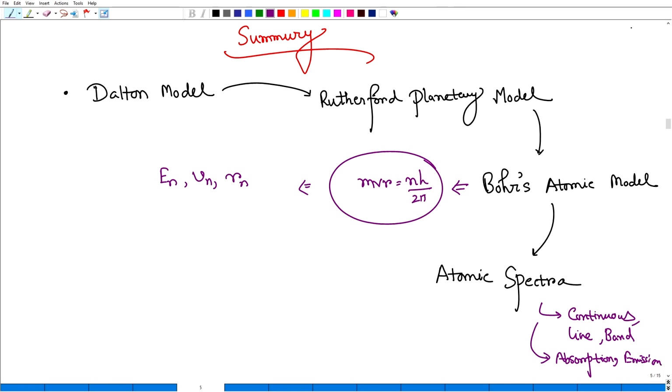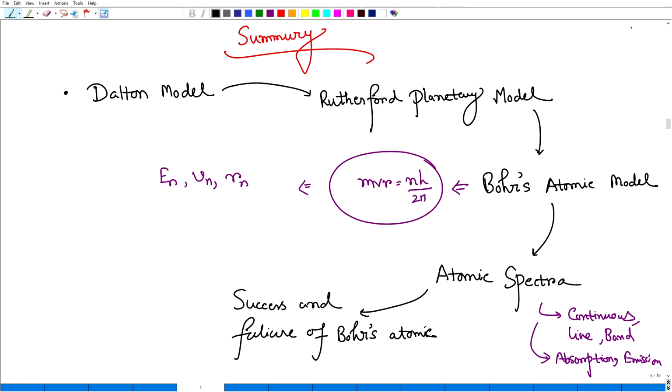We also discussed this continuous atomic spectra, and then we discussed how the Bohr atomic theory was able to explain it, but there were also some flaws. So, after discussing this atomic theory, we discussed the success and failure of Bohr's atomic model. Okay, this was also discussed.